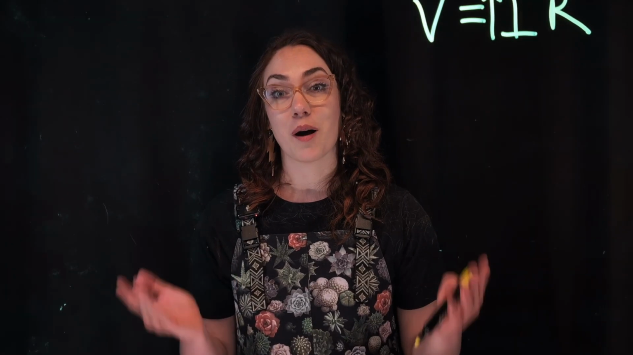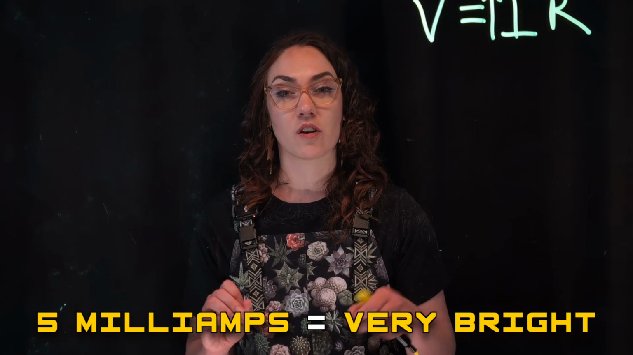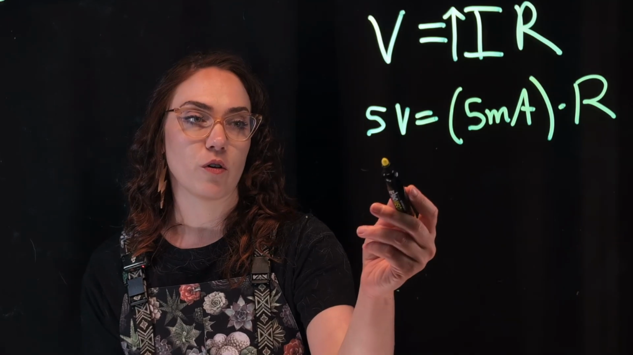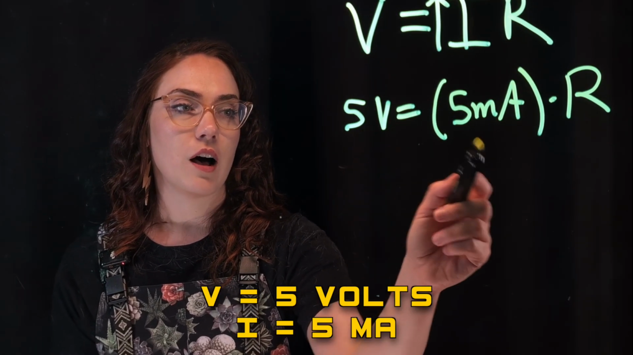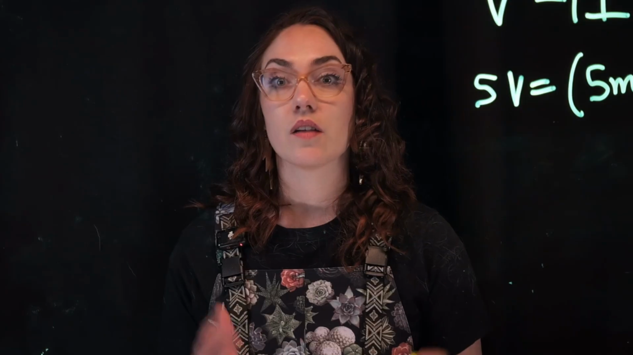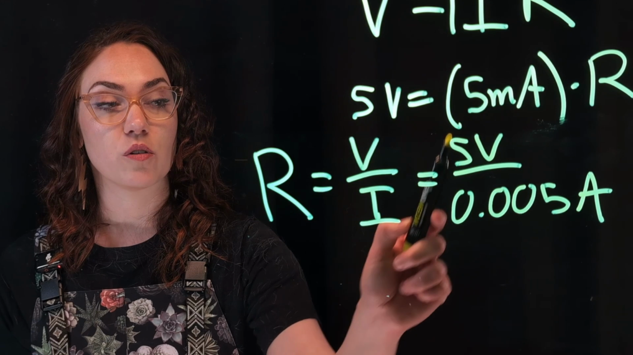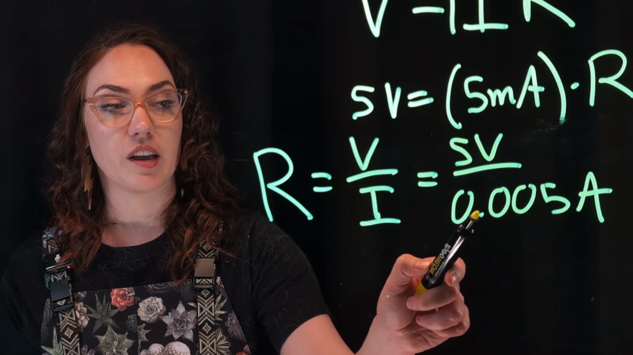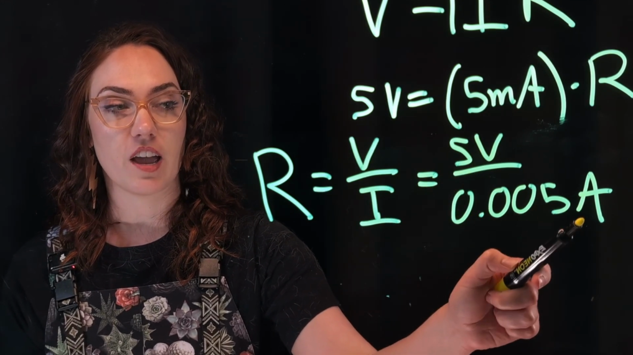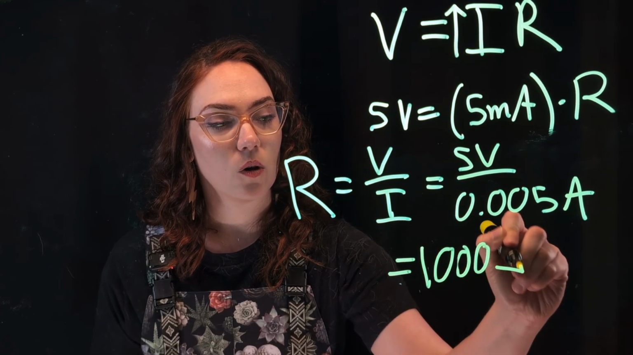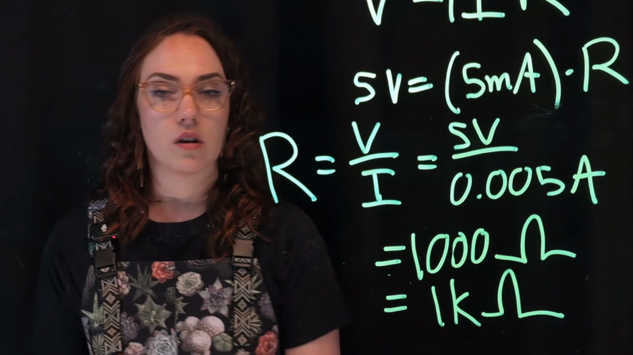Let's do an example. Here's a pro tip. For most LEDs, 5 milliamps is going to correspond to a lot of brightness in that light. Let's use Ohm's Law to determine the resistor that we need in order to create 5 milliamps in our light. So our NLab has 5 volts, so V equals 5 volts, and V equals I times R, with I equal to 5 milliamps. So now let's solve for R. R equals V over I, which equals 5 volts divided by 5 milliamps, which is actually 0.005 amps, which equals 1,000 ohms, or 1 kiloohm.